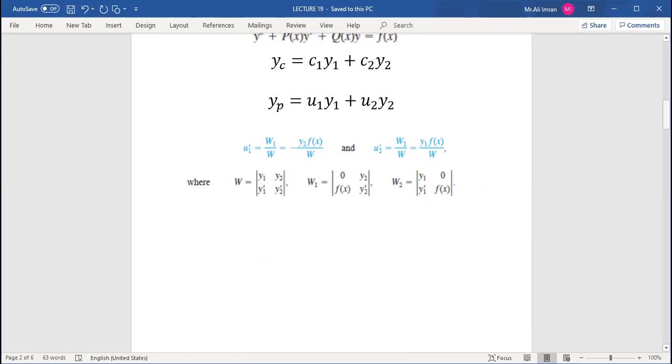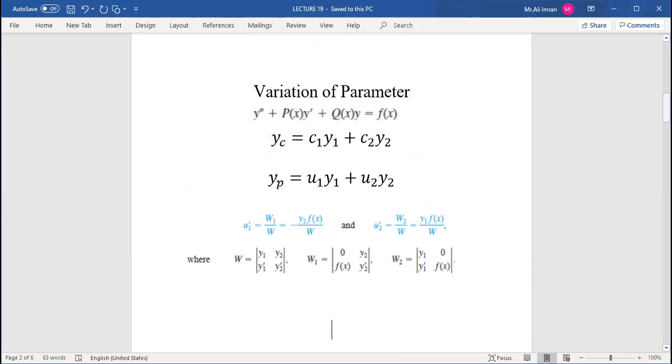First of all, I will give you a review of the variation of parameter method. We have studied this method for second order non-homogeneous differential equations. As I told you in the previous lecture, this method is for non-homogeneous differential equations. Earlier we have studied the undetermined coefficient method. Today we will learn another method, the variation of parameter method.